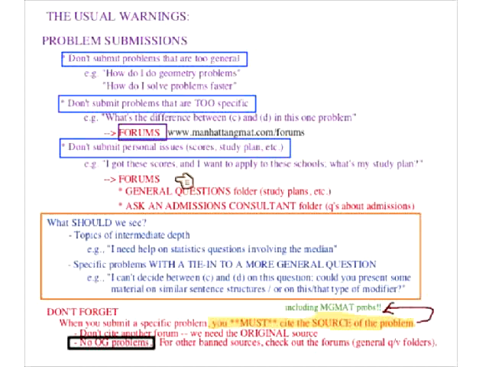So if you have questions about your study plan, there is a place for that. It's on the forum. It's the folder entitled General Questions. And if you have questions about admissions and business schools in particular, then there's also an Ask the Admissions Consultant folder where MBA Admission kind of has a permanent guest spot.